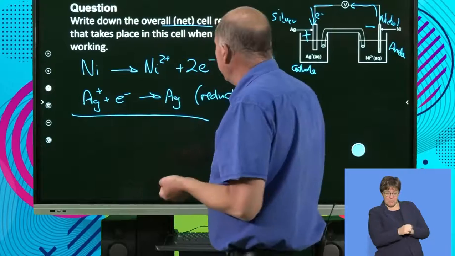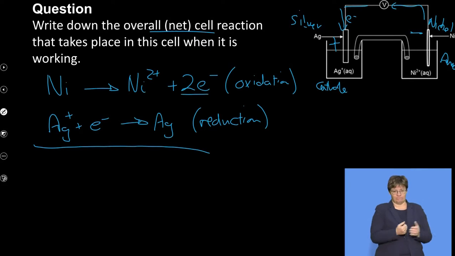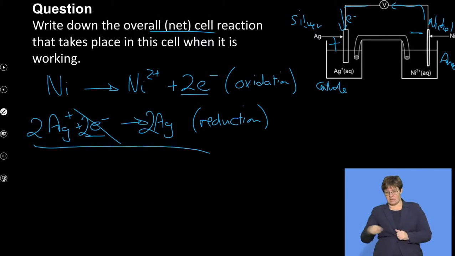So the first thing we need to recognize is we've got an imbalance. We've got 2 electrons that were given away and only 1 electron gained. To correct that imbalance, I'm going to multiply this whole reaction by 2. And now the electrons will cancel out, and I'm going to start writing down the net reaction.